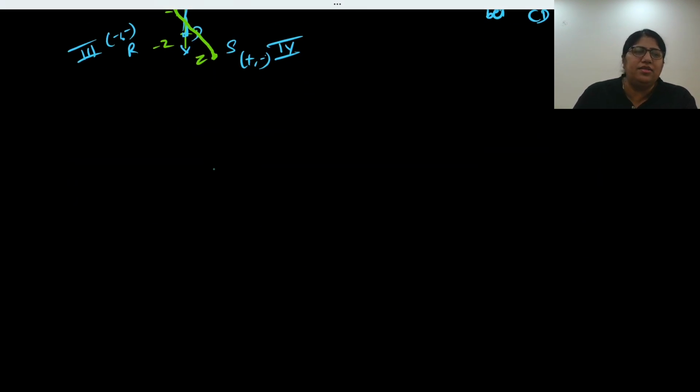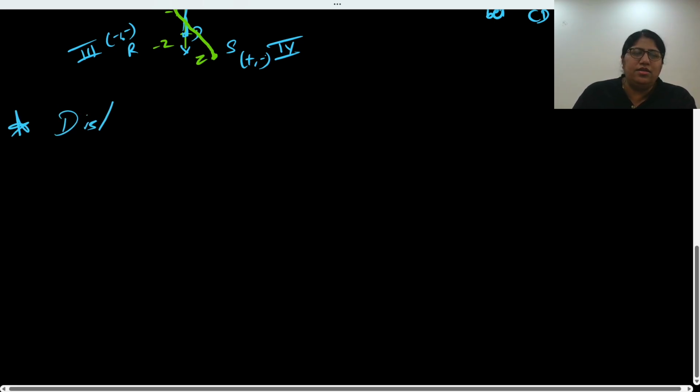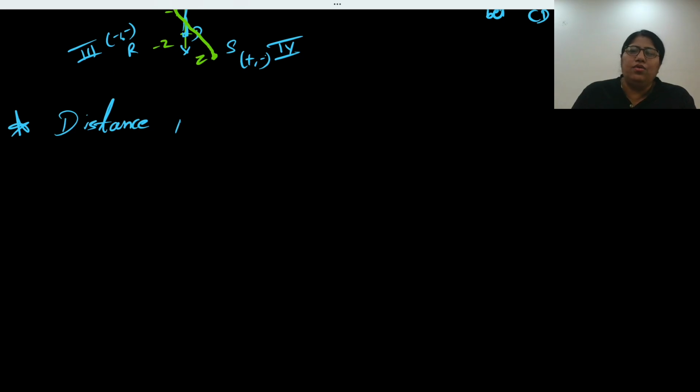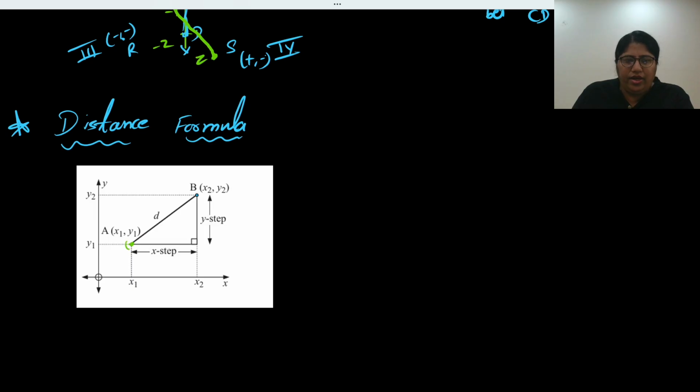The distance formula is the way to find the distance between any 2 points where the coordinates are known. I'll just quickly discuss the derivation here, then we will solve the questions. So if I take a point A and another point B, they can be any coordinates, x1, y1 and x2, y2. I need to find the distance between A and B.